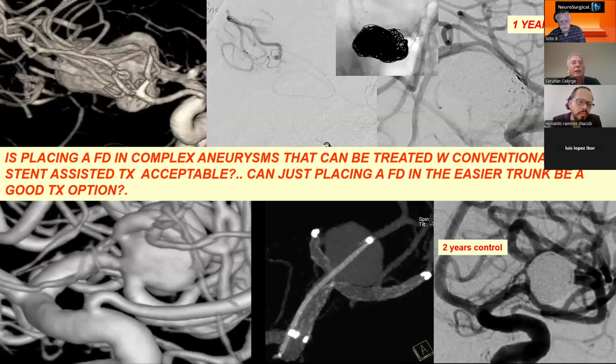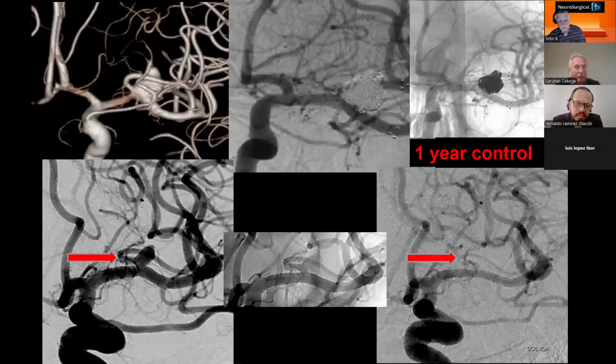So, is placing a flow diverter in complex MCA aneurysms that can be treated with conventional stent-assisted or dual stent-assisted treatment acceptable? Can just placing a flow diverter into the inferior trunk be a good option? I'm clearly saying yes. I was the one who was doing a lot of Y stenting, and we did many, many papers, and it's still a very good treatment.